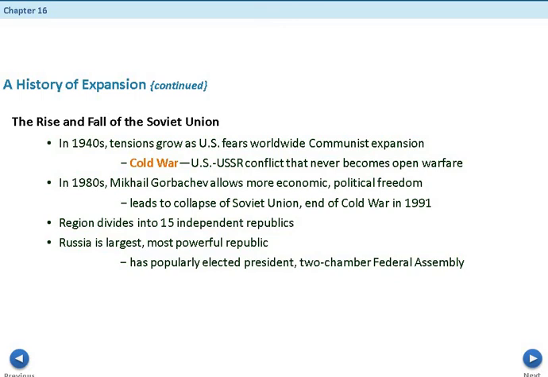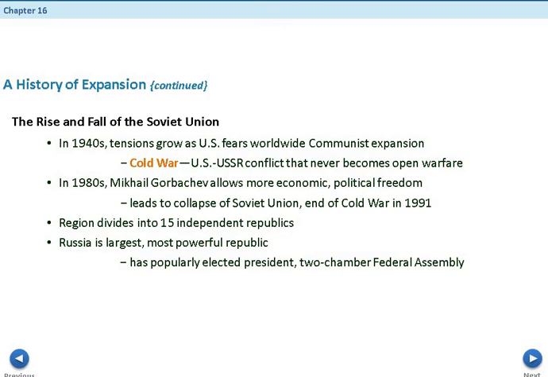So what we see is that at this time with Mikhail Gorbachev, he's going to lessen the government-run industries in the Soviet Union, and bit by bit after 1989, you start seeing countries leaving the Soviet Union, and the Soviet Union can't do anything about it. And this, of course, is going to be the end of the Cold War, because in 1991, 1992, this is when the Soviet Union collapses. Now, the region is going to be divided into 15 interdependent republics. Russia is the largest, most powerful. It has a popular elected president and a two-chamber federal assembly.